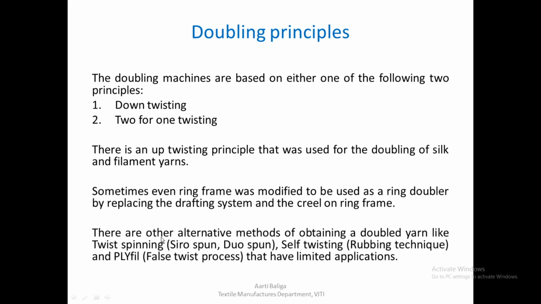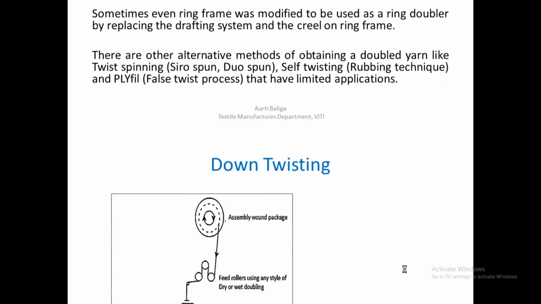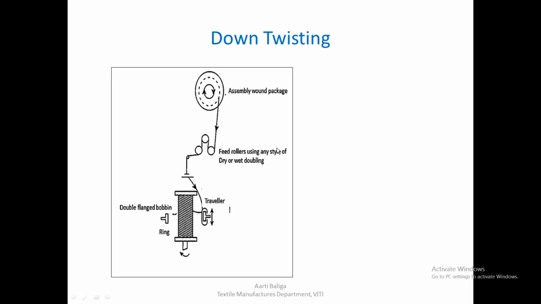So there are other alternative methods of obtaining a double yarn. We know already all this. It is already discussed in alternative spinning systems, where we have learned twist spinning, which is cyrospun or duospun, self twisting, that is rubbing technique, as well as ply fill, which is a false twist process. These three are alternative methods to obtain a double yarn, but we know that they have a limited application.